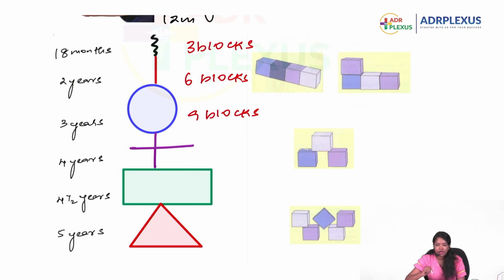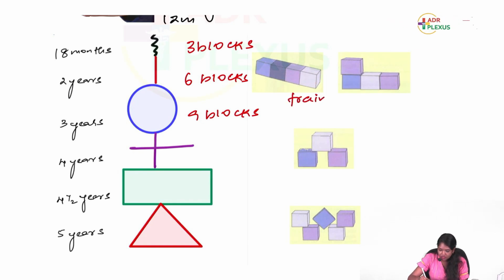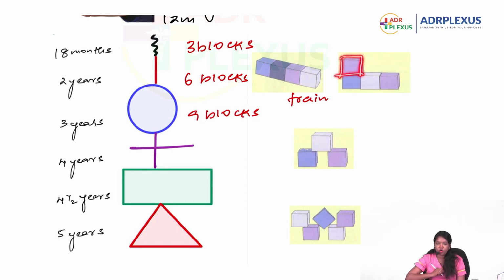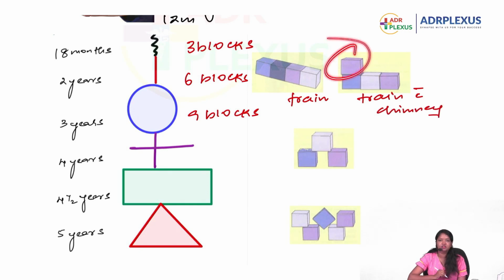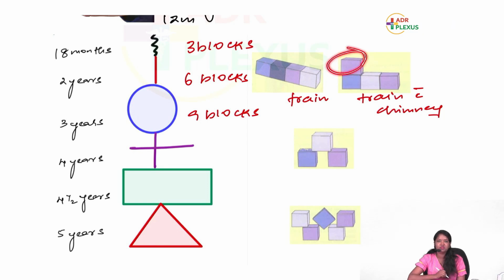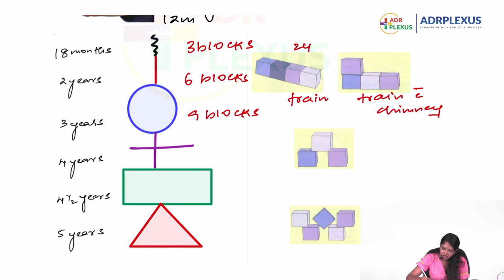So what is this? Two images. One image is called a train, blocks arranged in the way of a train. In the second image, the baby keeps another cube on top of it, so it becomes a train with chimney. Don't ask me where the chimney is. This is the chimney. For a 2-year-old child, this is the chimney. So train by 2 years, chimney by 2.5 years.